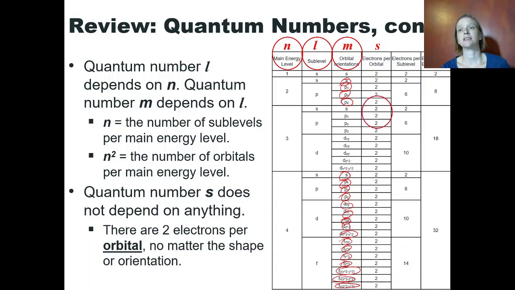Quantum number S does not depend on anything. There are going to be 2 electrons per orbital no matter what the shape is, no matter what energy level you're in, no matter what the orientation is.